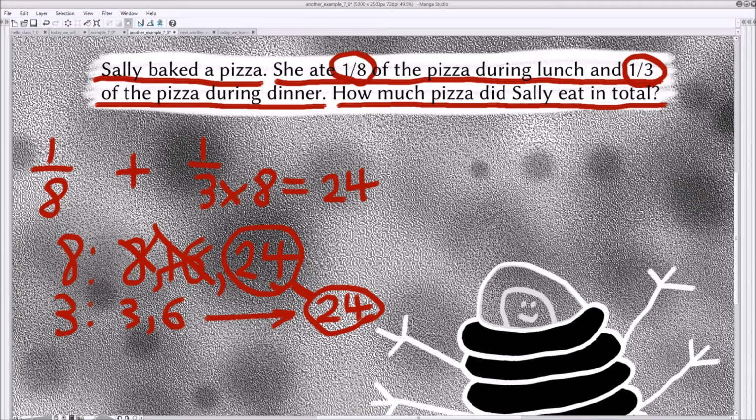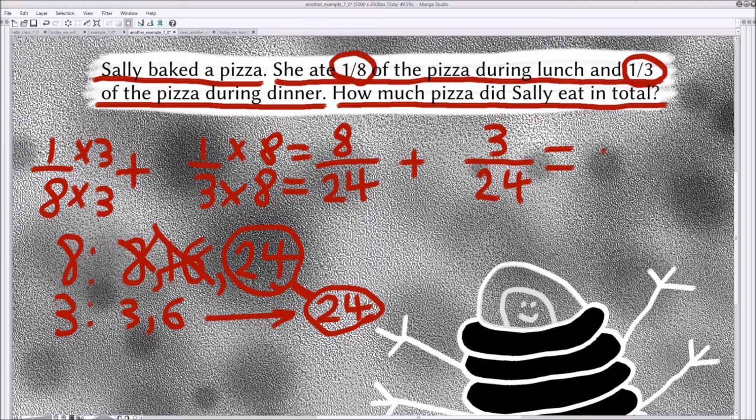Okay, now that we did 3 times 8 equals 24, we need to do it to our top number, our numerator. So 1 times 8 equals 8. Now we need to go to our 1/8 over here, and because 8 times 3 equals 24, we're going to multiply it by 3. So 8 times 3, 24. I'll put it over here. And then our numerator has to be multiplied by 3 as well. 1 times 3 equals 3. So we do our 8 plus our 3, and it equals 11.